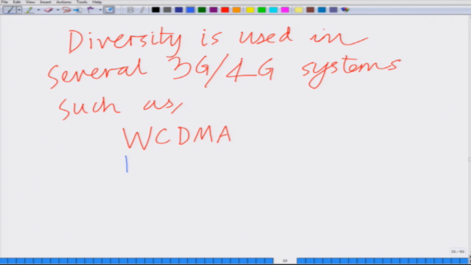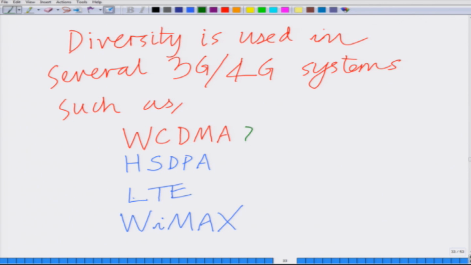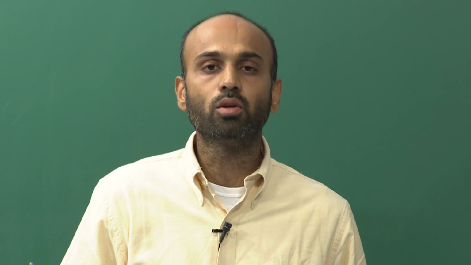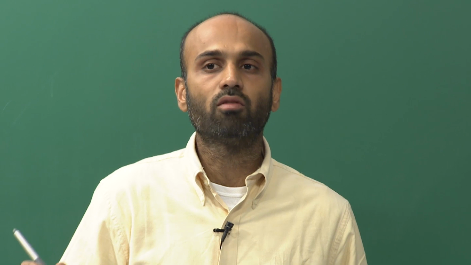It is used in HSDPA, high speed downlink packet access. It is used in LTE, long term evolution, and it is used in the WiMAX standard. As we have seen, the first two are 3G standards and the other two are 4G standards. So, diversity is a key principle that is exploited in 3G and 4G wireless standards to significantly reduce the bit error rate of wireless communication and thereby significantly improve its reliability.